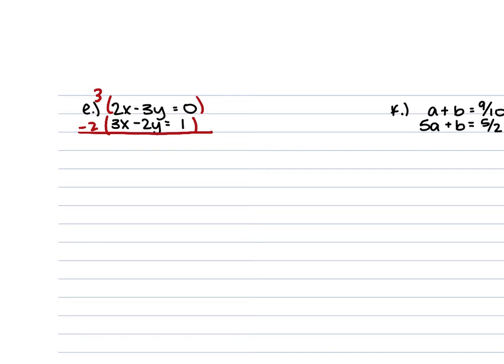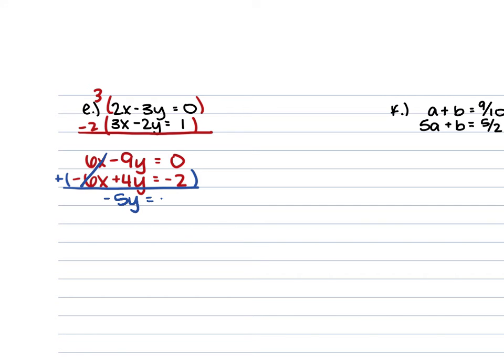The 3 times 2x gives us 6x. The 3 times negative 3y is negative 9y, and 3 times 0 is 0. If I multiply the bottom equation by negative 2, the negative 2 times 3x is negative 6x. The negative 2 times negative 2y is a positive 4y, and negative 2 times 1 is negative 2. I can now add these two. My x's are going to cancel. I have negative 9y plus 4y is negative 5y, and 0 minus 2 is negative 2.